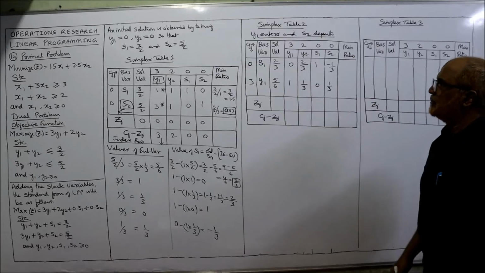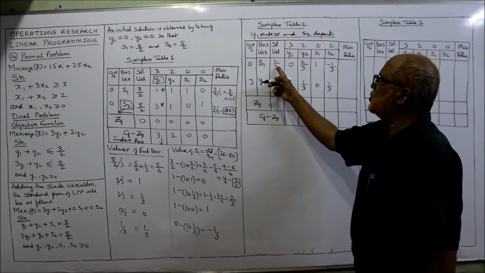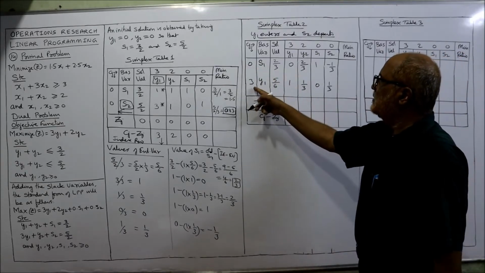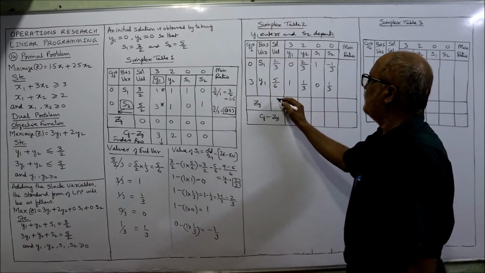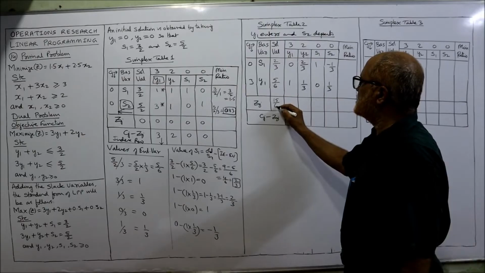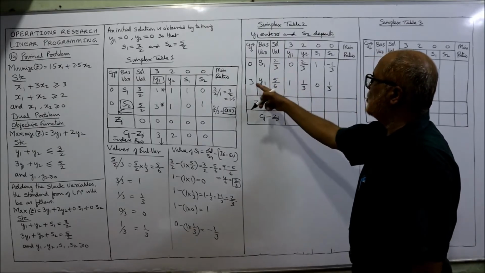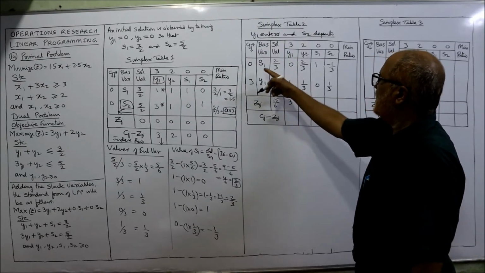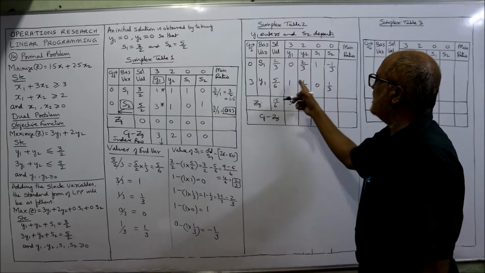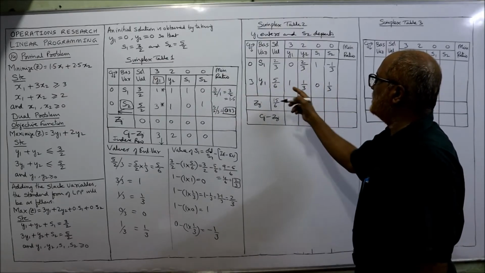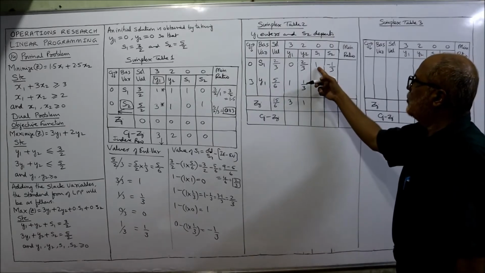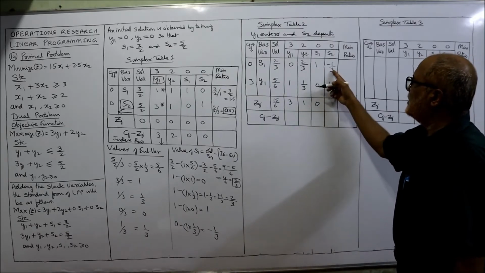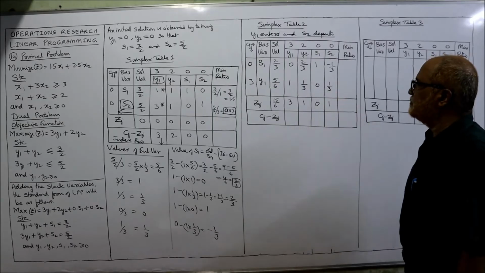Now Zj value. Multiply Cj with solution value. 0 into 2 by 3 is 0. 3 into 5 by 6. So 5 3s are 15, 15 by 6. Here 0 into 0 is 0. 3 ones are 3. Here 0 into 2 by 3 is 0. Plus 3 into 1 by 3. So the 3s will get cancelled. 1 remains. 3 by 3, 1. So 0, 0. Here it is 0. 3 by 3 is 1.